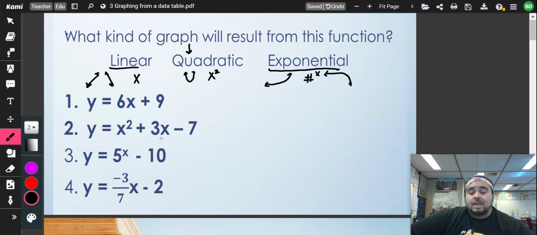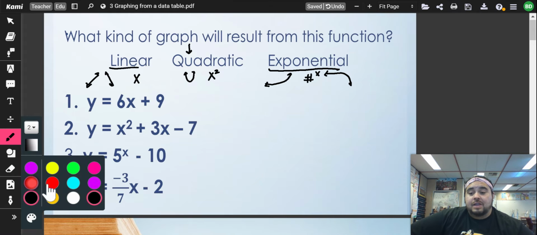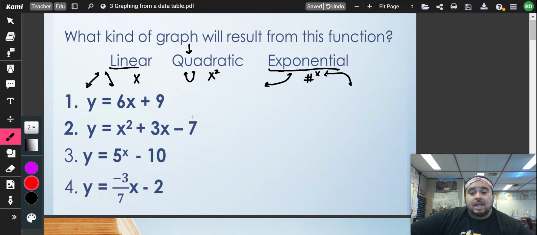Now let's look at the equations down here and figure out which one each represents. Number one, y equals 6x plus 9. I see regular x here, and so I know that this is going to be a linear graph. Number two, y equals x squared plus 3x minus 7. I have x squared here, so I know this is quadratic, and that graph is going to be a parabola.